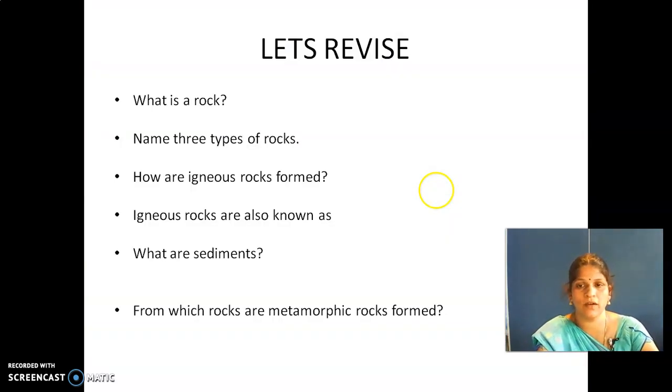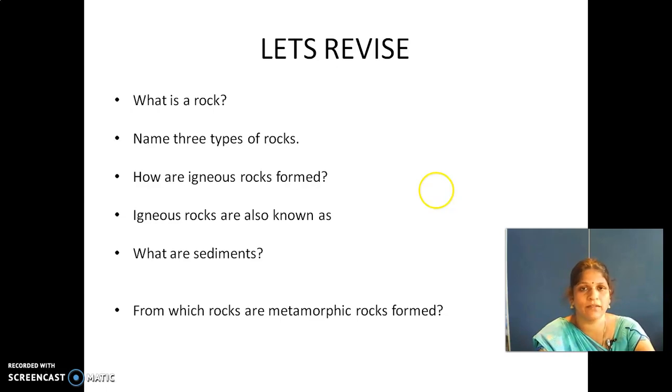Let's revise. What is a rock? Name three types of rocks. What are the three types of rocks? Igneous rocks, sedimentary rocks and metamorphic rocks. How are igneous rocks formed? Igneous rocks are formed from lava and magma. By mode of classification, igneous rocks are classified into two: intrusive and extrusive rocks. Igneous rocks are also known as primary rocks.